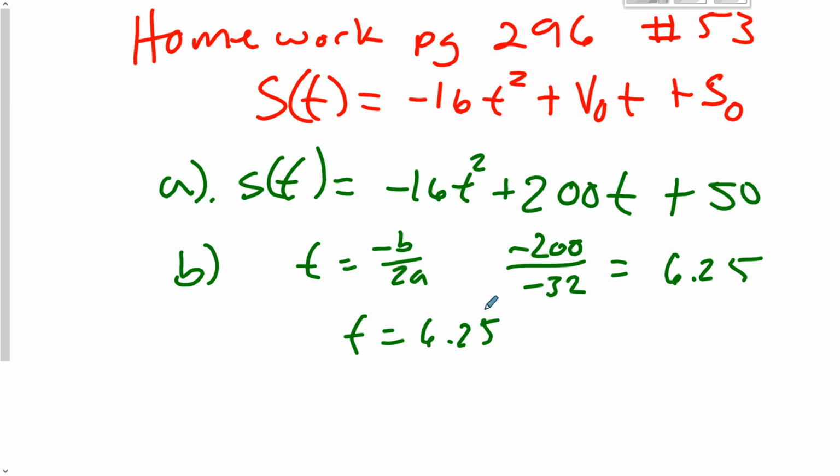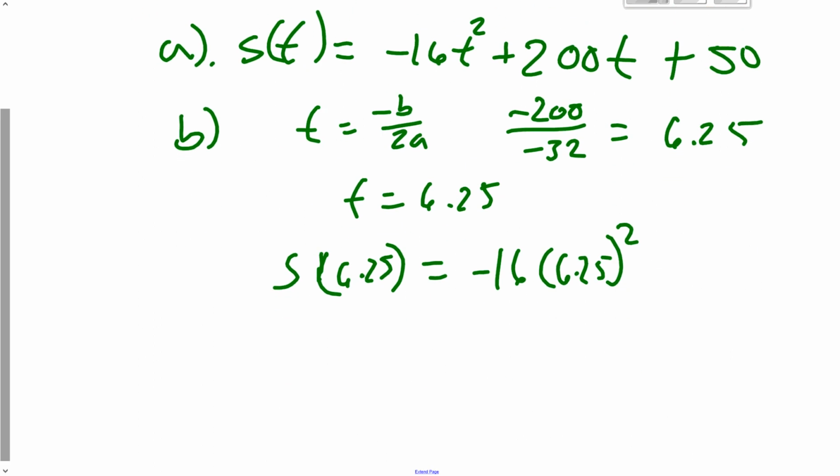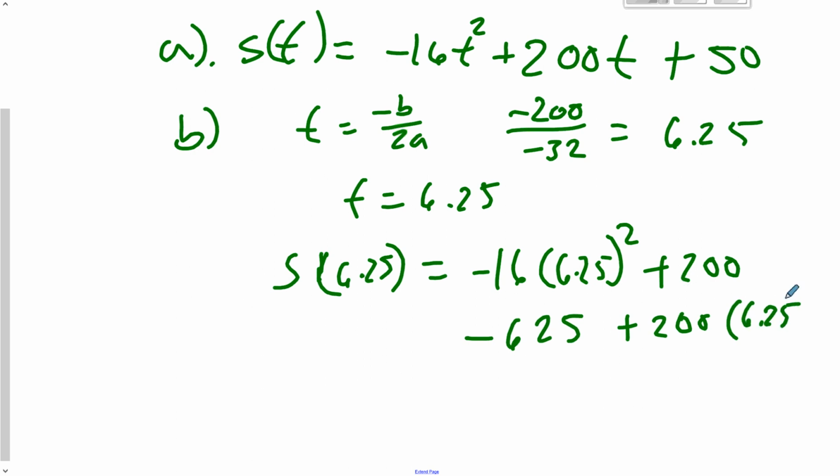Now we want to find the max height. So for our max height, we just need to plug that in. So we have our t, we're going to plug that into our function s. So we need to square that first, and then we're going to times that by negative 16, which is negative 625. Then we're going to add 200 times our t. So I have to take 6.25 and times that by 200.